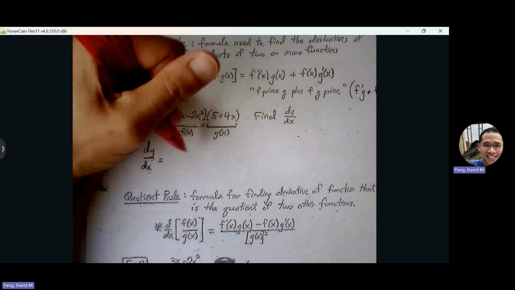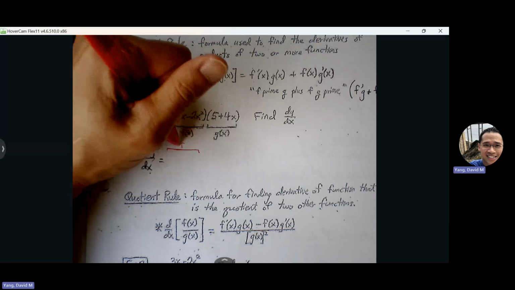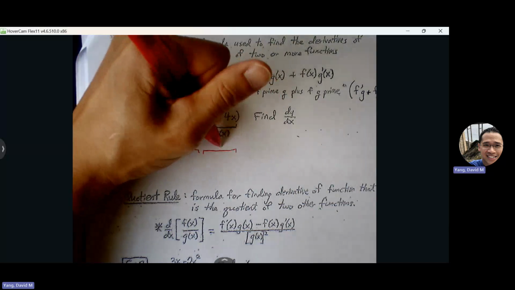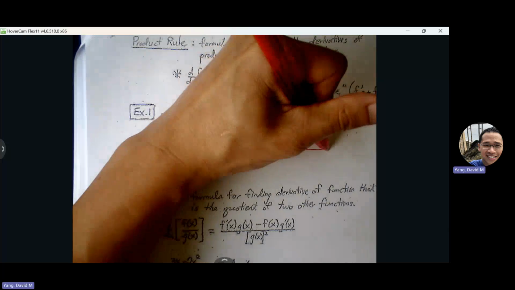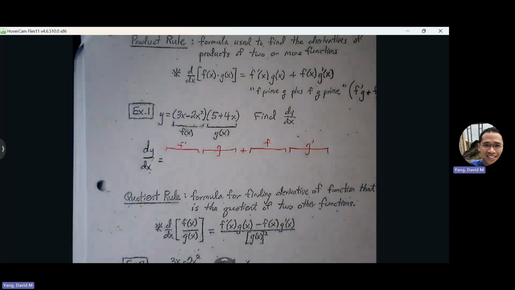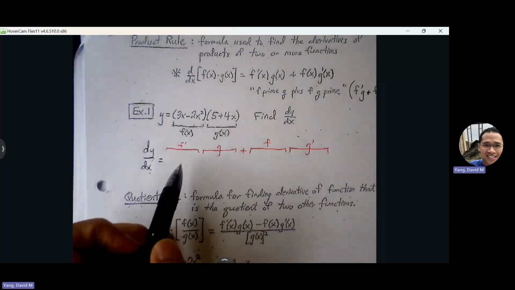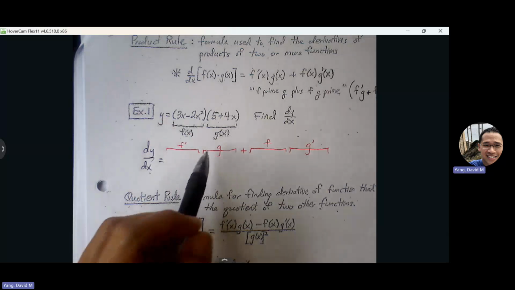So I'm going to just set up what I need to find. I'm going to have to find f prime. Then I have to multiply that by g. Then plus back to f times g prime. So we're just going to take turns finding the derivative and value for each term here.